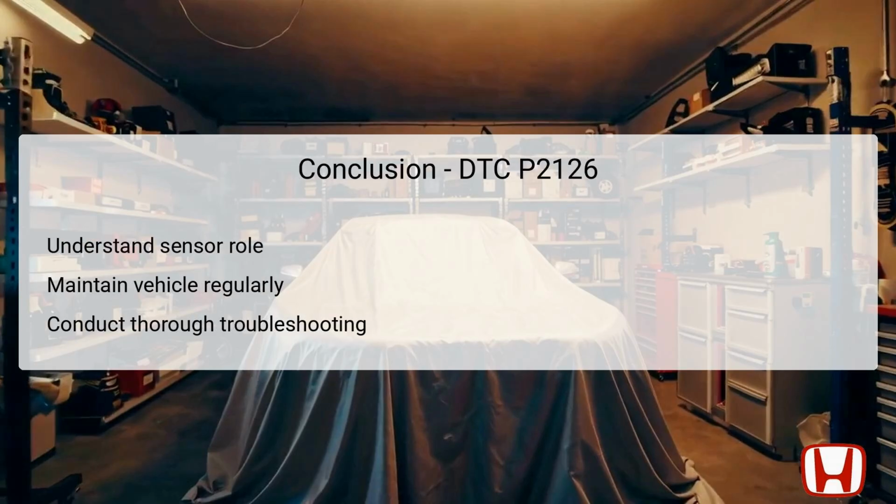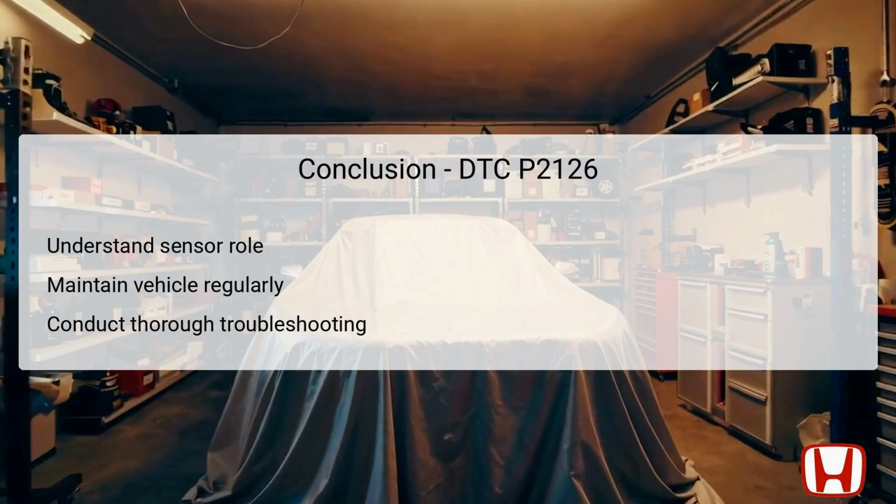In summary, understanding the role of the accelerator pedal position APP sensor B in the Honda Civic's throttle control system is crucial for effective troubleshooting and repair. The DTC P2126 points to abnormalities within this sensor or its related components, which can significantly impact engine performance.